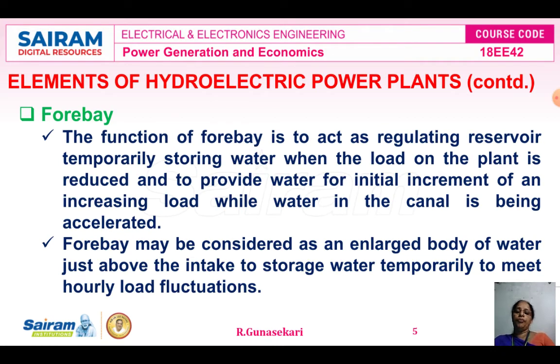Then the forebay. What is the function of the forebay? The forebay is normally used as a surge tank. You already studied this in the previous lecture video on the classification of hydroelectric power plants. The forebay works as a surge tank in the different power plants we studied. The function of the forebay is to act as a regulating reservoir, temporarily storing water when the load on the power plant is reduced and providing water for the initial increment of the increasing load while the water in the canal is being accelerated.